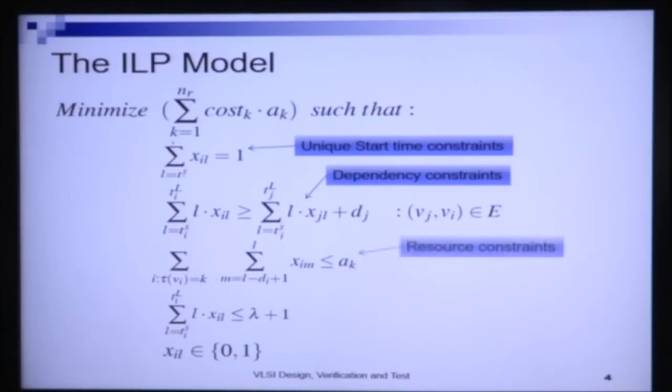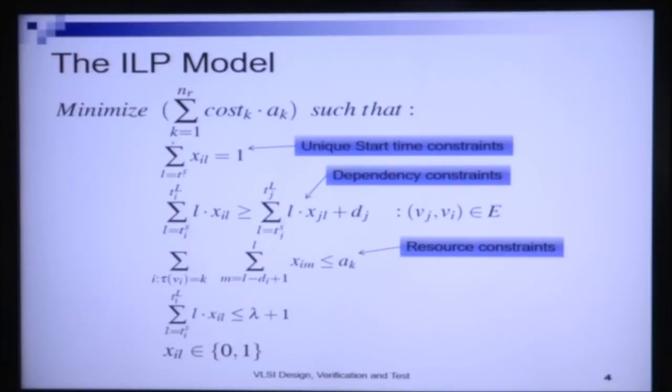Now, we also have resource constraints. We said that for each resource type at each time step, I can only use a maximum number of resources. I can only use the maximum number of A_k resources of type k. So, that is how we specify resource constraints. But again, here A_k is not known and is an outcome of the scheduling problem.